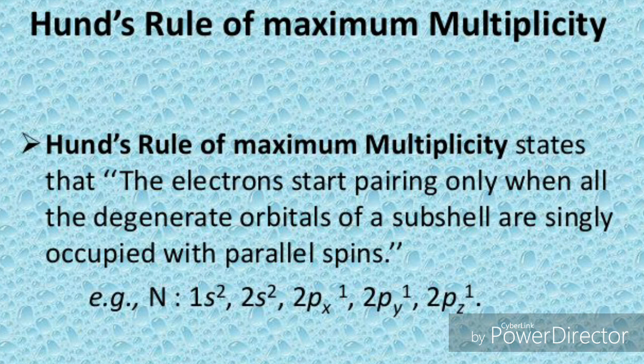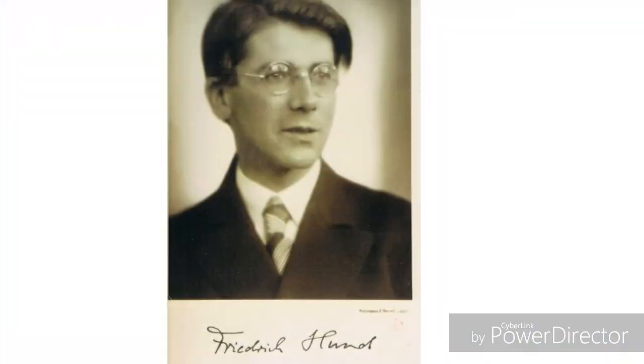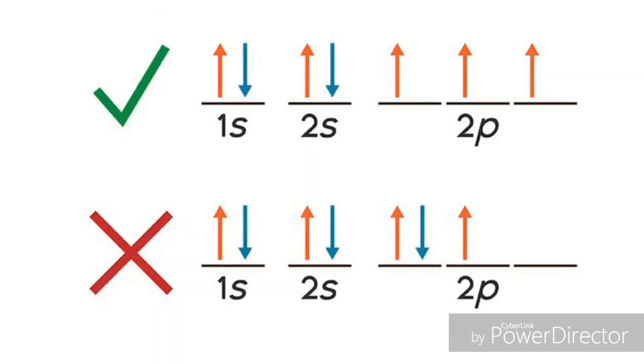Students, this third principle, Hund's rule, was proposed by a scientist named Friedrich Hund. So all these three principles, the Aufbau principle, Pauli's exclusion principle, and Hund's rule, we have to follow while writing the electronic configuration of different elements. But as I already told you, a few elements are exceptional. They deviate from this, so that we will come to know when we see the different examples.